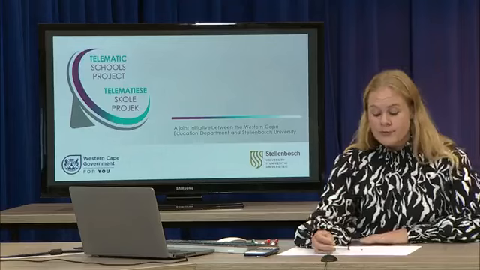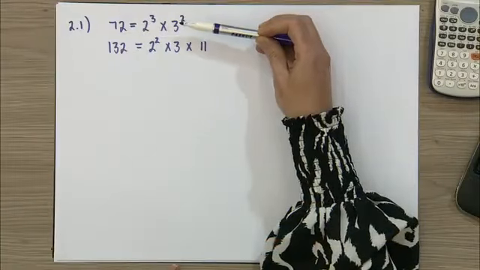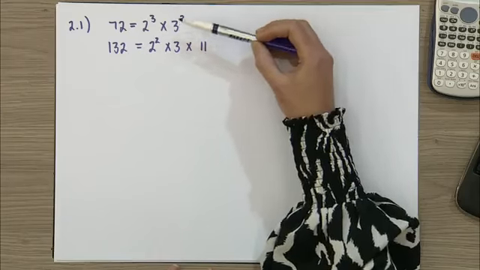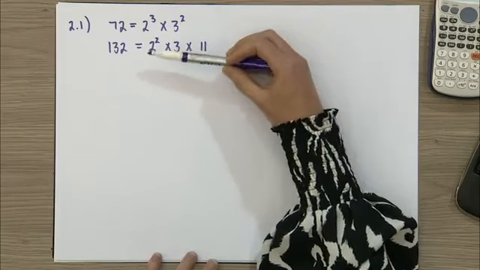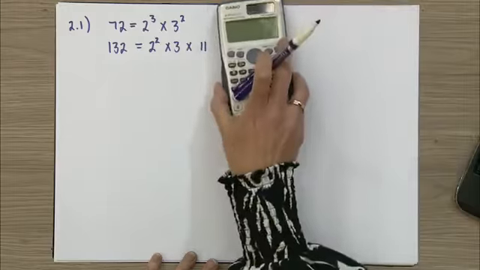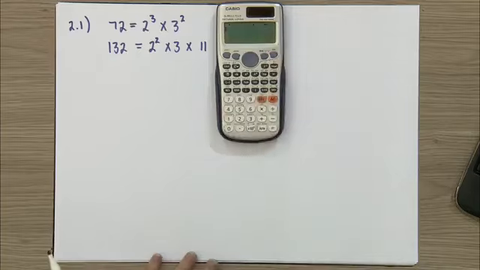They have already broken up, so if I'm looking at my whiteboard, they've already broken up 72 as a product of its prime factors of 2 to the power of 3 and 3 to the power of 2, and they've broken up 132 as 2 squared times 3 times 11. If they had not given that to you, which they did by this now, how would I get this on my calculator?